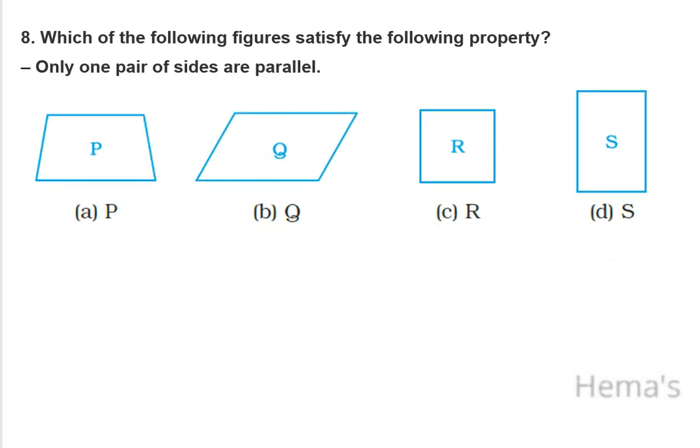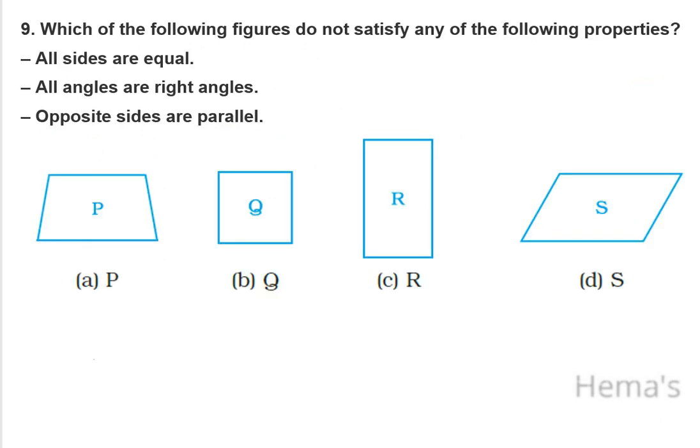Question 8. Which of the following figures satisfies the following property? Only one pair of sides are parallel. In case of a trapezium, only one pair of sides are parallel. In case of a parallelogram, square and rectangle, two pairs of sides are parallel. So the correct option is A.